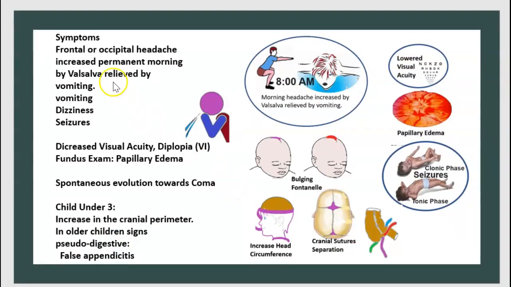Symptoms: frontal or occipital headache, increasing, it is permanent and increasing in the morning and relieved by vomiting and increased by Valsalva. I repeat, the headache is frontal or occipital, is increased by Valsalva and relieved by vomiting. There are also dizziness and seizure.